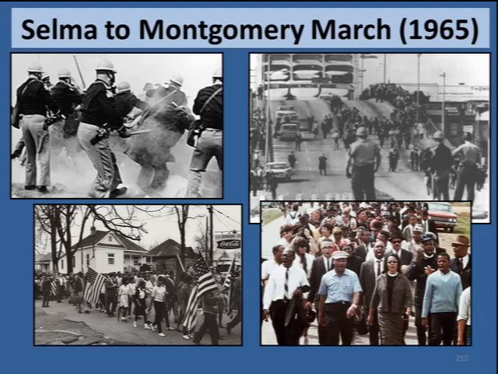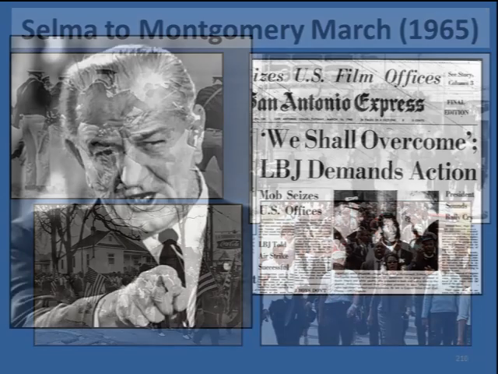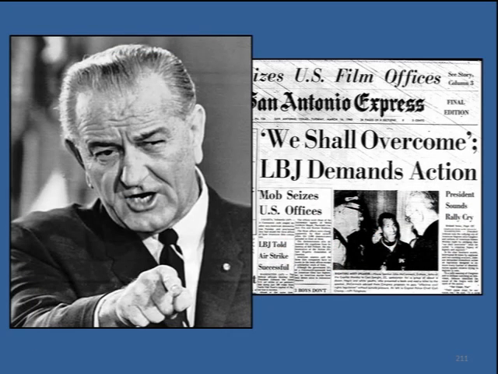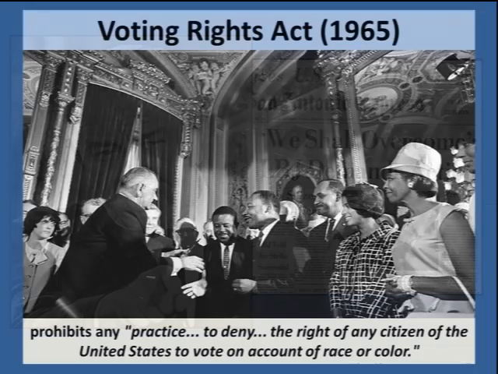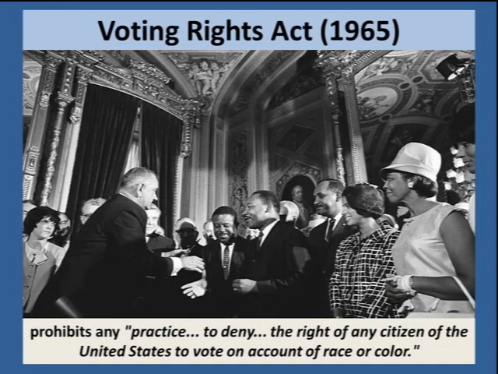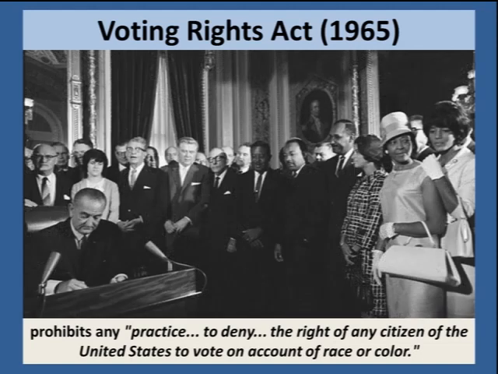The violent reaction to the Selma marchers caused President Johnson to demand that Congress write a strong voting rights bill. Congress quickly created the Voting Rights Act of 1965. The act prohibits any practice to deny the right of any citizen of the United States to vote on account of race or color. President Johnson signed the bill into law on August 6, 1965. Martin Luther King and Rosa Parks attended the signing ceremony.